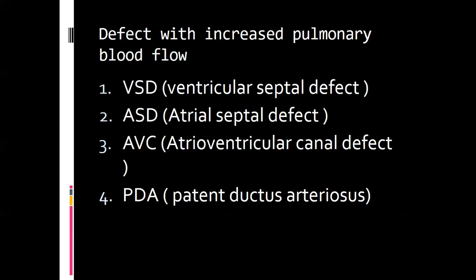Now we can start. First, the defects that occur with increased pulmonary blood flow are characterized by VSD, ventricular septal defect, and atrial septal defect, third the atrioventricular canal, and fourth the patent ductus arteriosus.